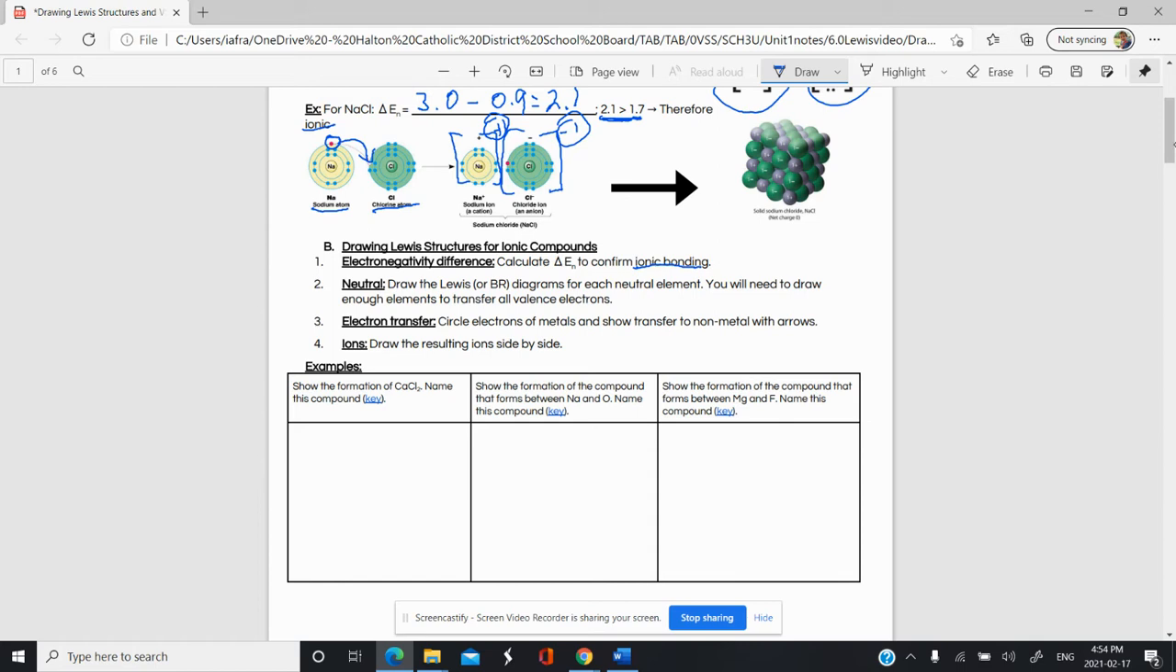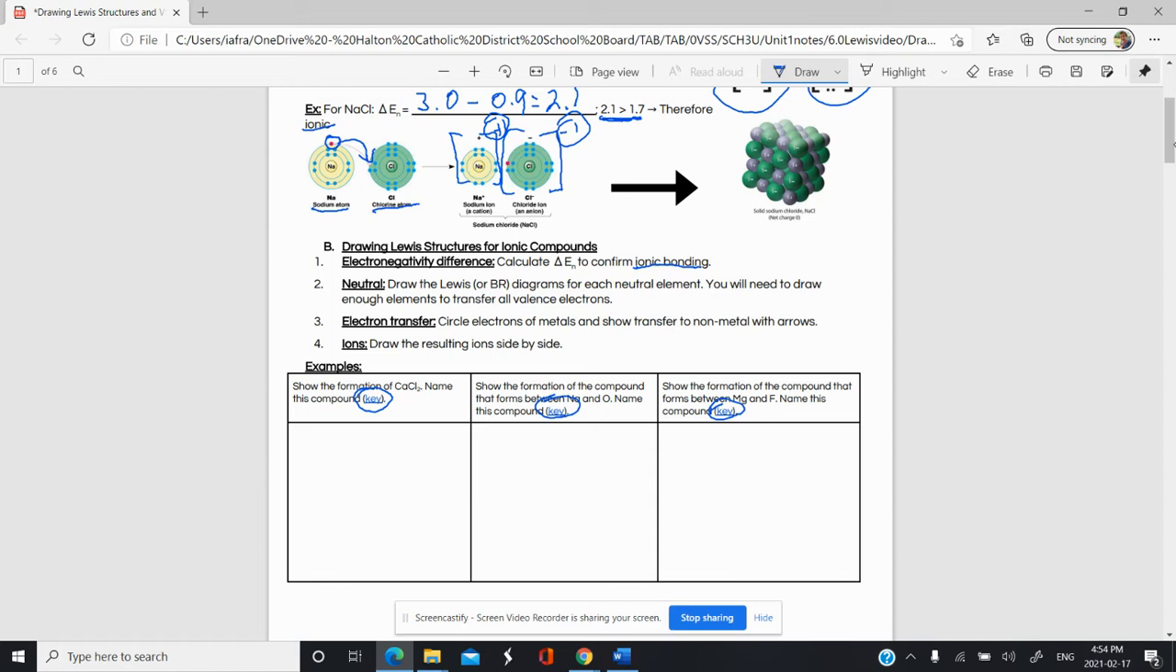So we have various examples here. The answer key for each is an extra video that you can watch for each of these over here as well. But I'll walk you through how to do the Lewis dot structure for the various ionic compounds that we have here. So first we'll do the example with calcium chloride.